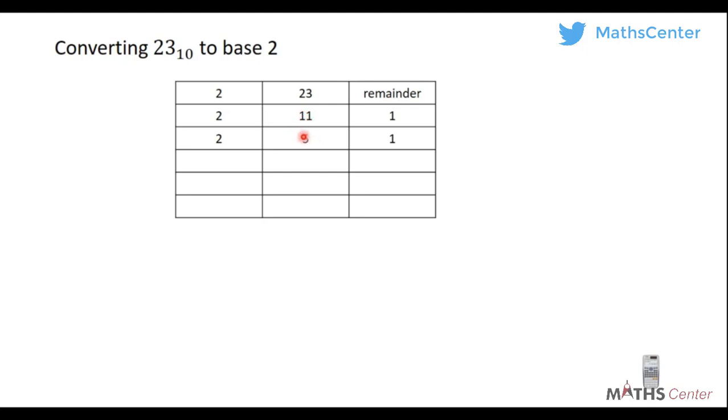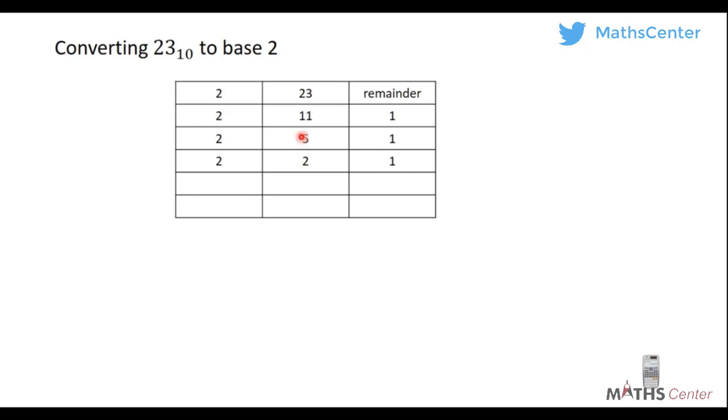Dividing 11 by 2 gives us 5 as the whole number. So 5 will be the whole number. You multiply 5 by 2, you are going to get 10. You subtract 11 minus 10 will give us 1 as the remainder.